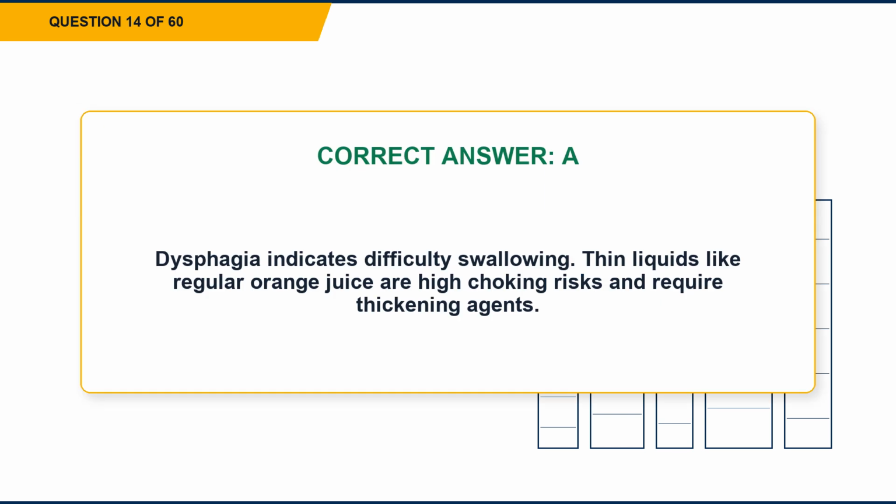Explanation: dysphagia indicates difficulty swallowing. Thin liquids like regular orange juice are high choking risks and require thickening agents.